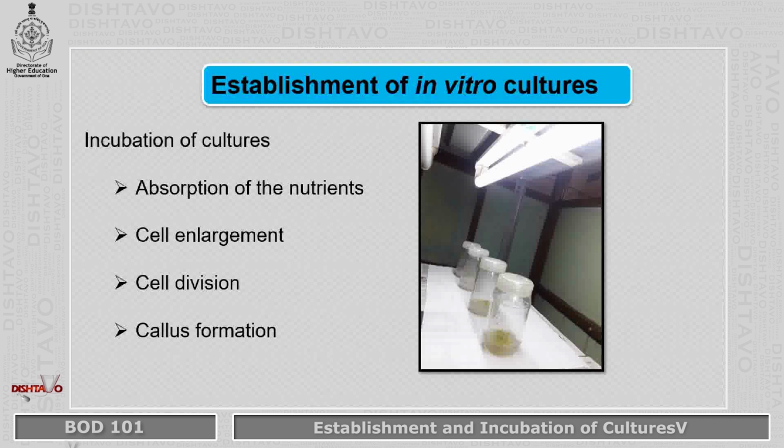During incubation of cultures, there are certain events that take place. The first is absorption of the nutrients. As the explant grows and as you provide the ideal condition, the explant starts to absorb the nutrients that are there in the nutrient medium. And as nutrient absorption takes place, the cells begin to enlarge, they increase in size. Cell enlargement takes place and cell division takes place. The cells begin to divide, and finally, there is callus formation. Callus is a mass of undifferentiated parenchymatous cells.